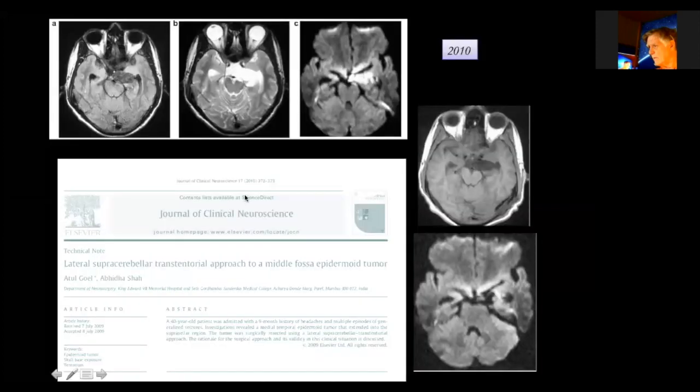There is another approach, which is a supracerebellar transtentorial approach, which can be used, of course, to remove the amygdala and the hippocampus, which you can see in this region. We have also used and described this approach for the first time for resection of a medial temporal tumor, an epidermoid, which was in this region.